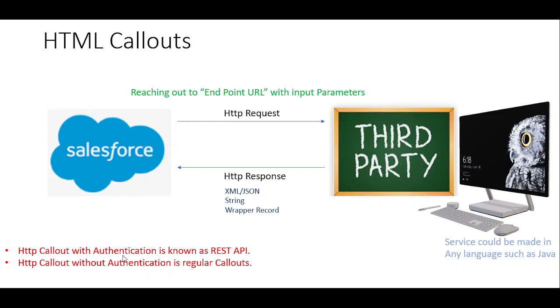So HTTP callout with authentication is known as REST API, and without authentication is a regular callout. So when we make a request for any information, if they ask, oh, you need to authenticate via some mechanism, like there are multiple ways to authenticate, but let's consider a simple example where we have to pass username and password, then it becomes REST API. And if we just simply use a URL without any authentication, then it becomes a callout.